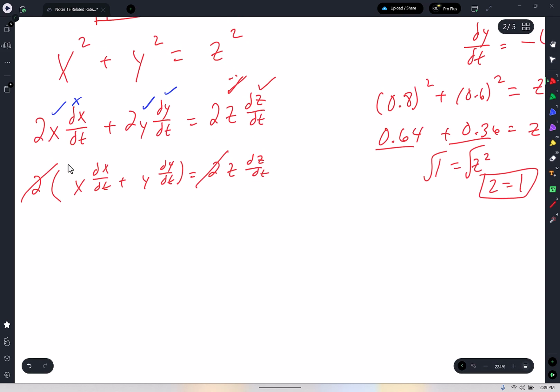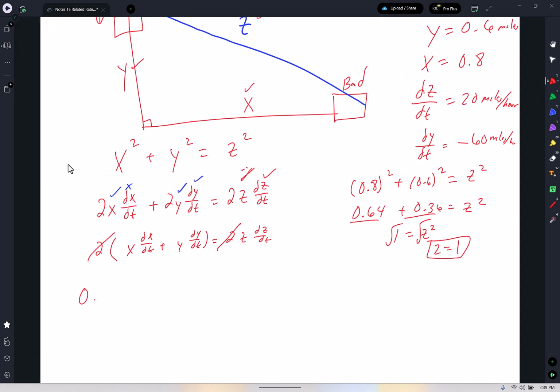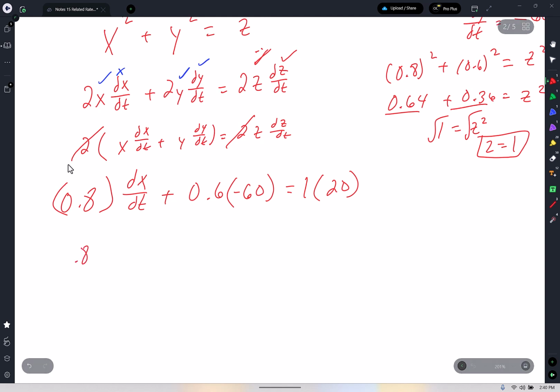Okay, now I'm going to plug in. X was 0.8, so 0.8 times dx/dt, which we do not know, plus my y, which is 0.6, times negative 60, equals z, which is 1, times 20. So 0.8 dx/dt plus, 6 times 6, negative 36, equals 20.